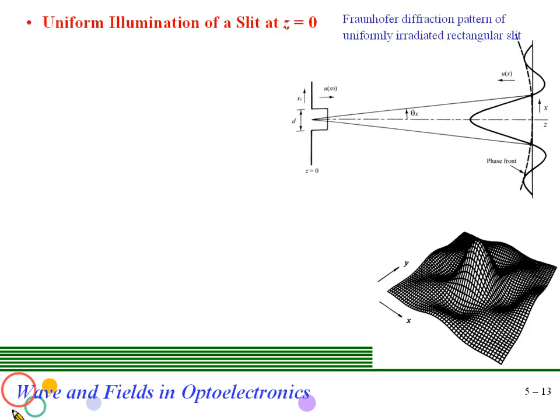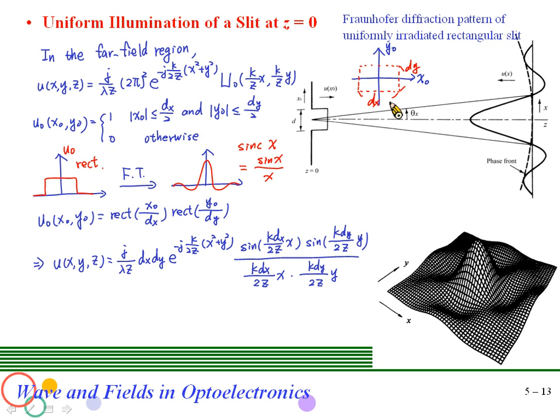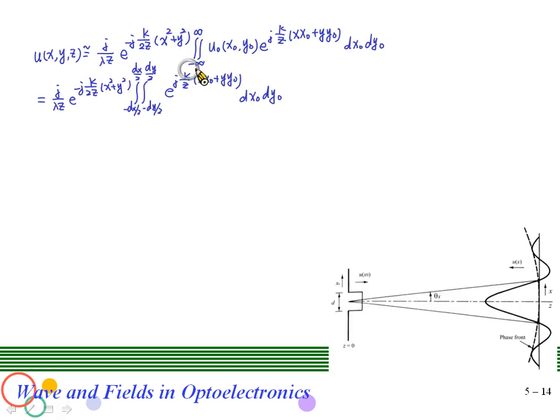Due to the initial amplitude, it can be expressed like this. We only have a value under this condition, and the initial amplitude is 0 for the other conditions. So the integral can be simplified as the integral from minus d sub x over 2 to d sub x over 2, and minus d sub y over 2 to d sub y over 2. And then how do we find the result of this integral?